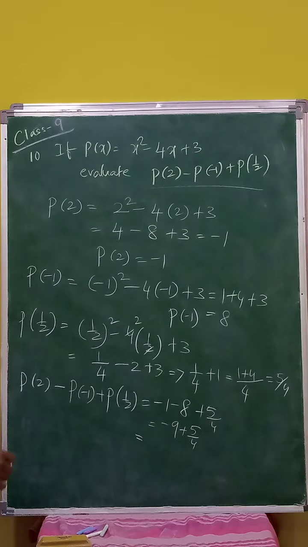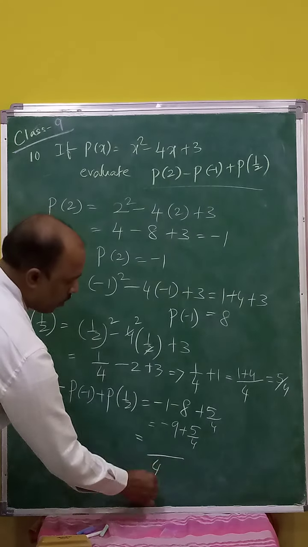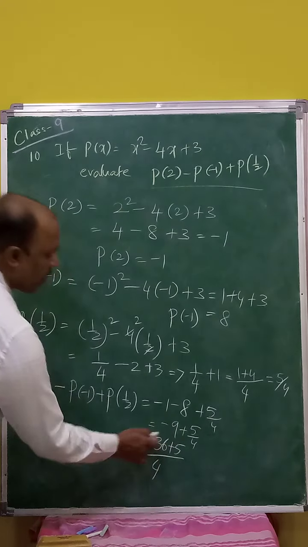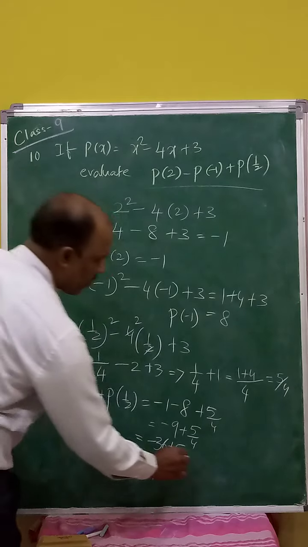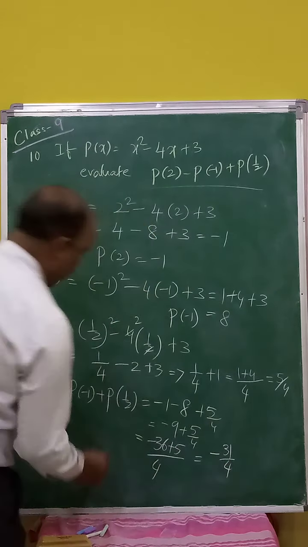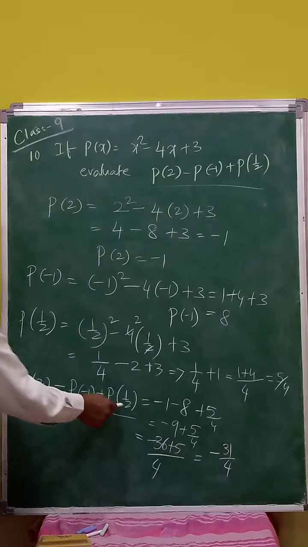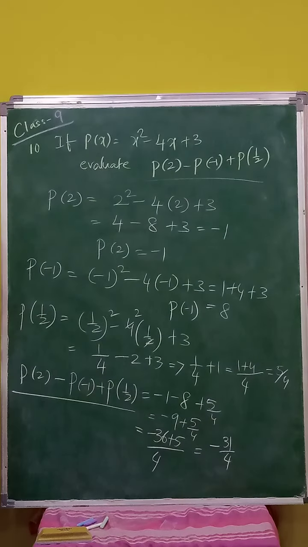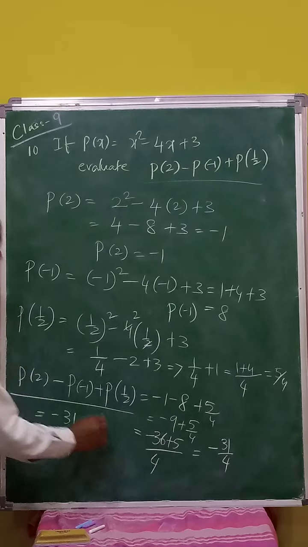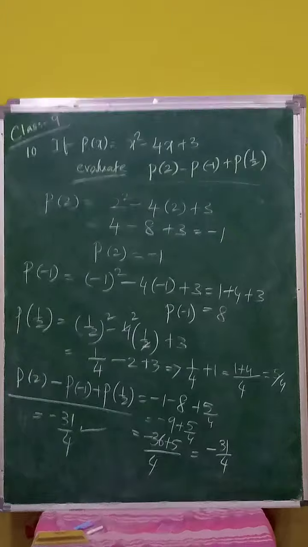Take LCM. 4 is the LCM. 4 nines are 36. Minus 36 plus 5. What is the answer? Minus 31 by 4. The final answer of P of 2 minus P of minus 1 plus P of 1 by 2 is equal to minus 31 by 4. That is the evaluation of this one. The value is minus 31 by 4.